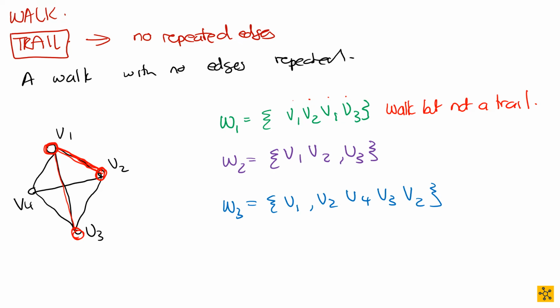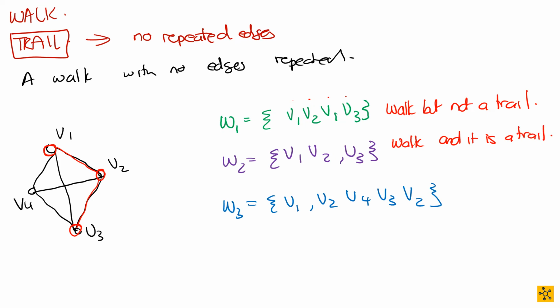Okay. And I'm going to try and very carefully rub out the red here. Right, so let's do the next one. So the next one is W2, which goes V1, V2 to V3. So V1 to V2 to V3. So that is a walk. And is it a trail? So do any edges repeat? So you go from V1 to V2, V2 to V3. There are no repeated edges, and it is a trail.